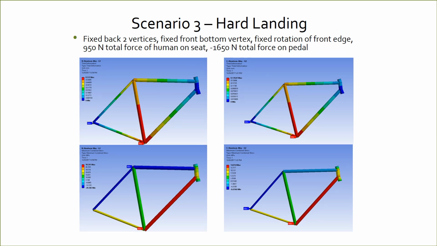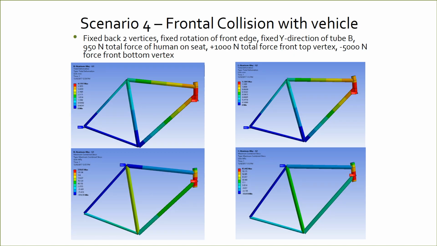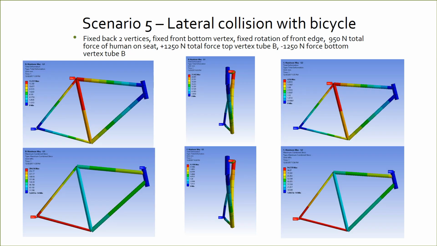For the third scenario, the aluminum had a larger deformation for both geometries compared to the steel frame. For scenario 4, the aluminum had a much larger deformation for both geometries compared to the steel frame. Scenario 5 yielded much of the same results, as the deformation for the aluminum was much larger than that of the steel frame under the same loading.